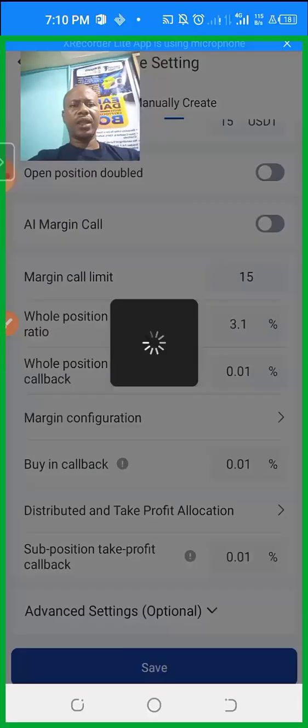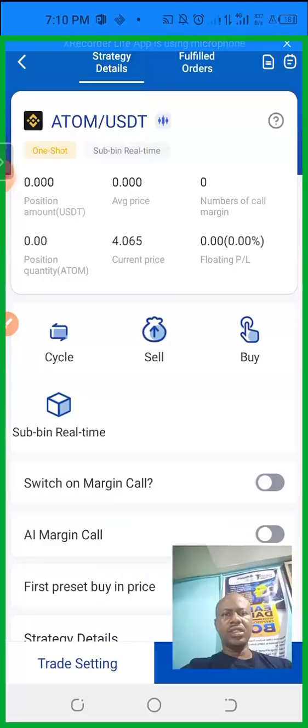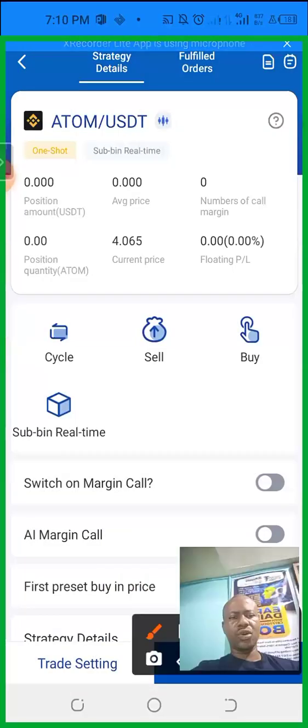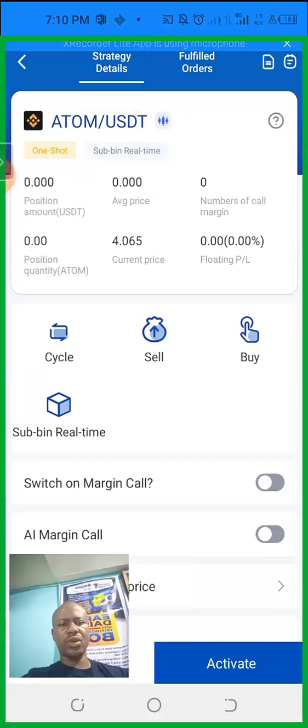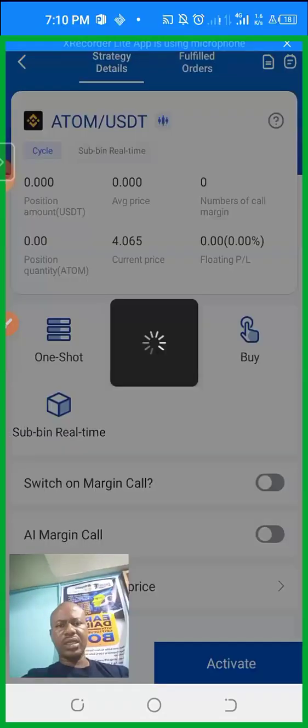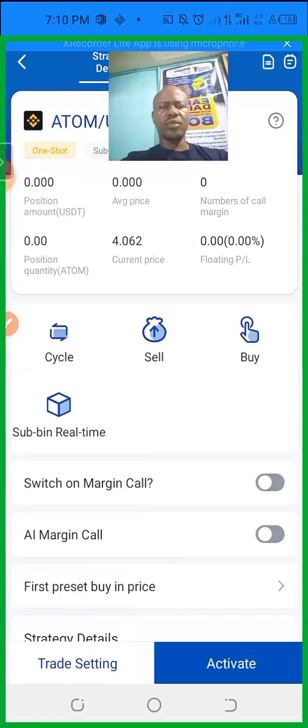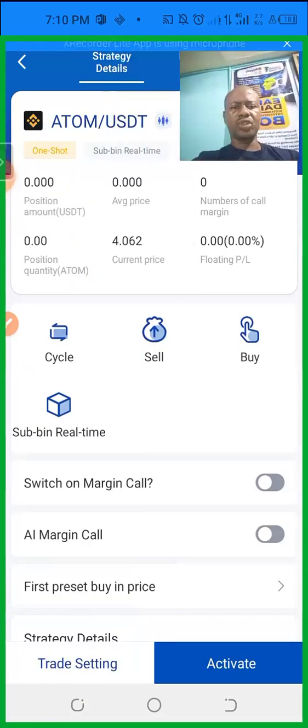Then the next thing for you to do is make sure that it is on one shot mode, please. If you mistakenly see that it is on cycle like this, tap it again to change it to one shot. This will be moderate time settlement, meaning that you want the bot to be buying, selling, buying, selling for you, and making a profit immediately.